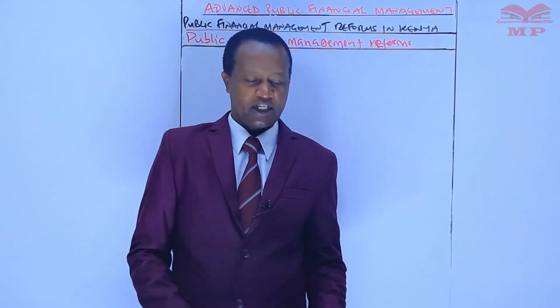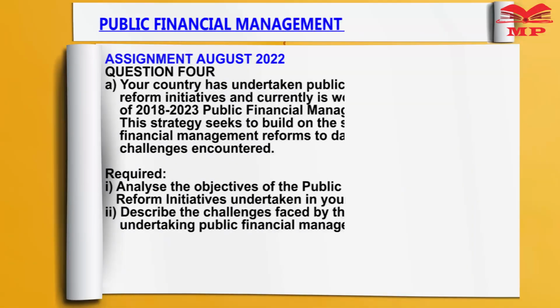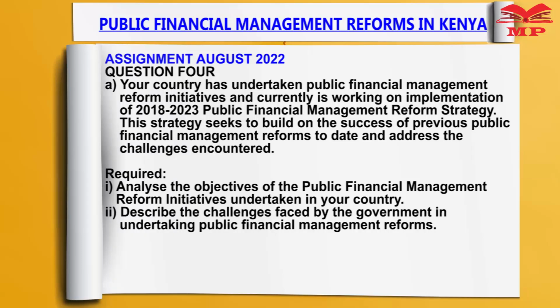The assignment I gave you was in two parts. Part A, candidates were to analyze the objectives of the public financial management reforms initiatives undertaken in your country. Part B, describe the challenges faced by the government in undertaking public financial management reforms. And the preamble of the question reads, your country has undertaken public financial management reform initiatives and currently is working on implementation of the 2018 to 2023 Public Financial Management Reform Strategy. This strategy seeks to build on the success of previous public financial management reforms to date and address the challenges encountered.